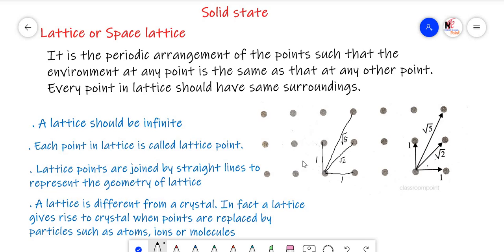And this space lattice is always infinite, it has no end, and the position occupied by each point is called the lattice position, and the points that are present here are called the lattice points. If the lattice points are occupied by atoms, ions or molecules, they are called the crystal lattice.